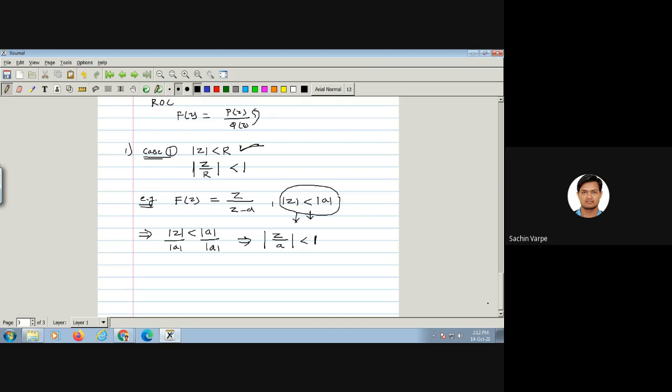So I'll try to write the given F(z) in terms of z by a. Here F(z) is z upon z minus a. So to get z by a, I'll take a common from the denominator. You can see here, if I take minus a common from the denominator, then inside I'll have 1 minus z by a. Is this okay to everyone?